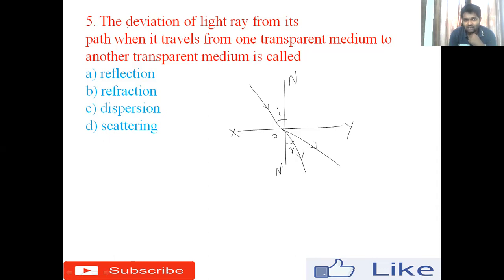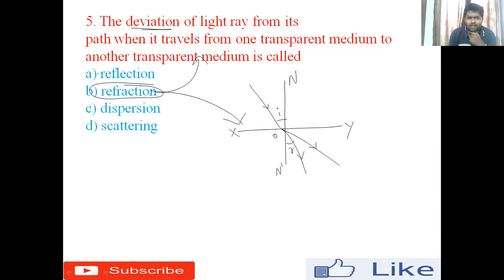The deviation is happening because of the surface XY. The process of change in the path of the light while traveling from one medium to another medium is called refraction. This is the process of refraction. So the right answer for this question is option B.